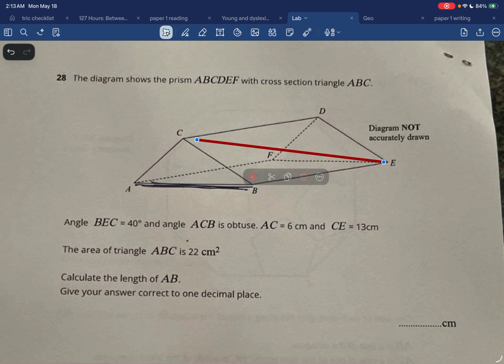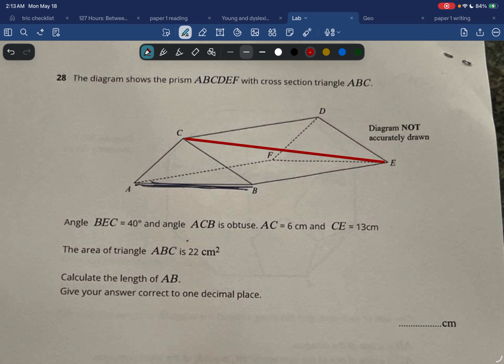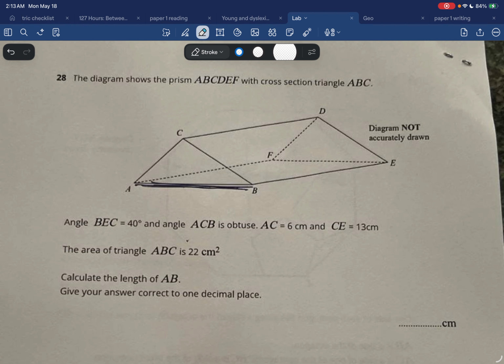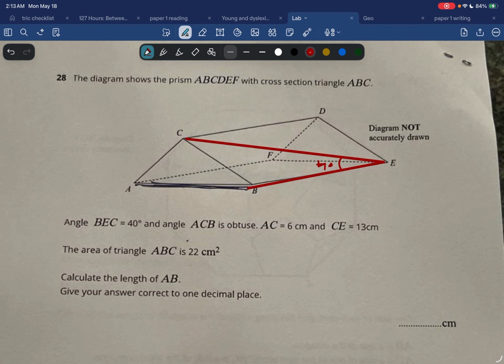Okay, and we also have here, this angle is exactly 40 degrees, guys. It is 40 degrees. And we've got that the angle ACB should be an obtuse angle. And when we say obtuse angle, it's basically measuring more than 90 degrees. So it should be measuring more than 90 degrees.